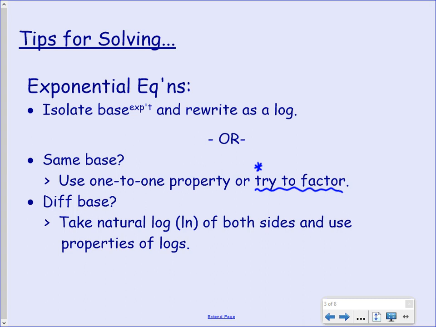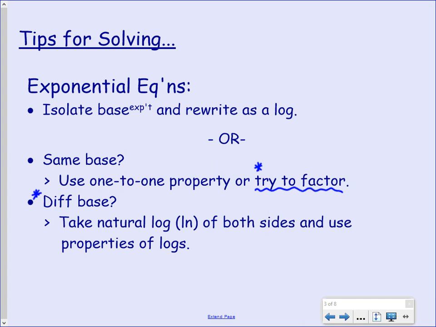And then also new to you is what if they have different bases? So I would say most Algebra 2 classes probably didn't talk about that last one. If you did, it was like as a side note because somebody asked about it. So that's kind of where we go one step further in pre-calculus. I say take the natural log of both sides and then use your properties of logs. We'll look at an example of what that means.